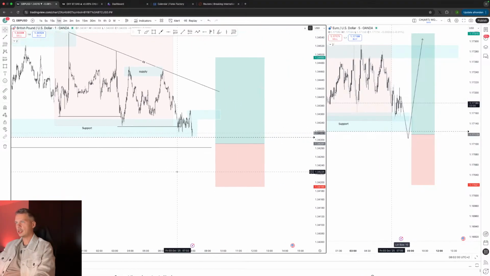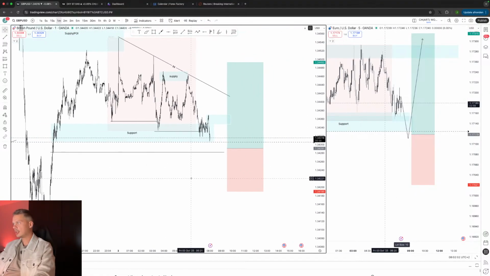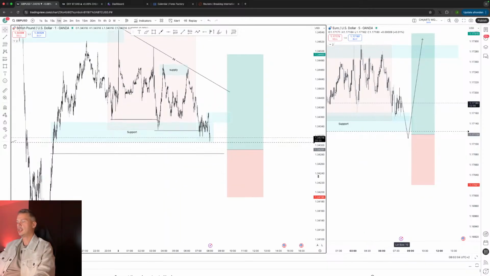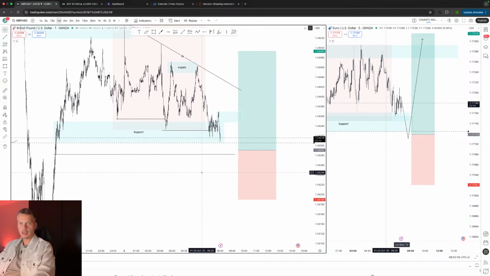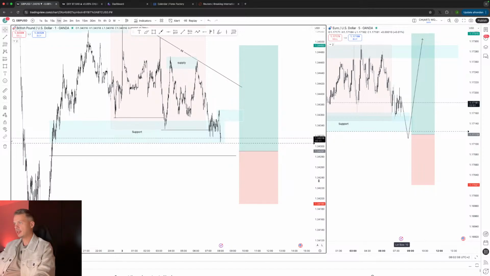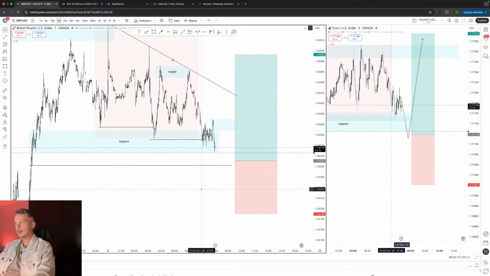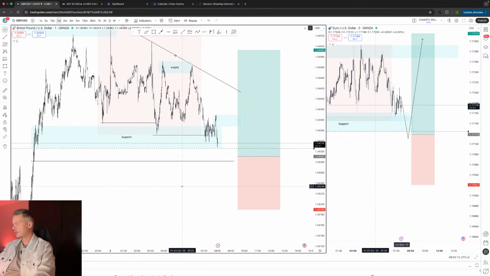I think my eyes are potentially more on GU, like I said, because it's reacting from an area, and I do love to see if price reacts from an area, because if we then break bearish, there is for sellers more reason to go short, and for us more reason to go long. It's that simple.